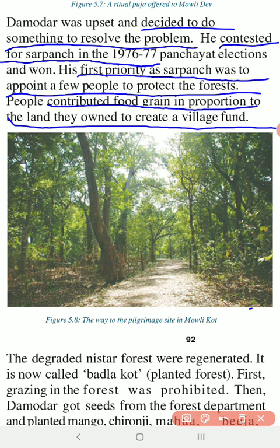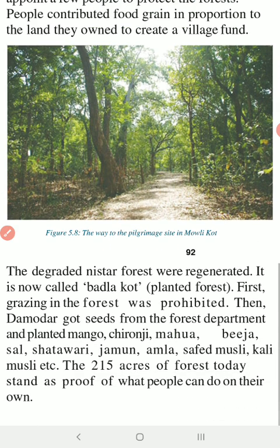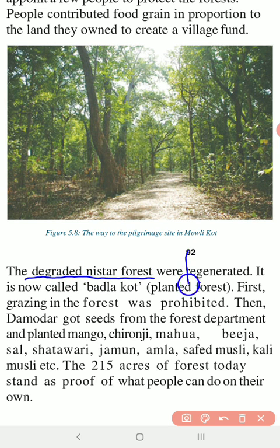Then what happened after some years? The degraded Nista forest were regenerated. Now they have got a fund. Now people know the importance of the forest. People came to know about their own personal responsibility, their duty towards the forest. And that degraded Nista forest, now they became regenerated. Once again, they were restored. The forest was restored to its original beauty. Now it's called Badla Kot. Now it's a planted forest.